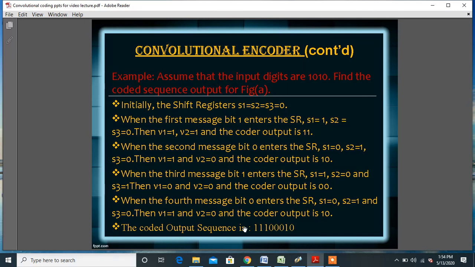So this is the coded output sequence. All these bits are combined for that particular data bit. My input is the 4-bit sequence 1 0 1 0 and the output sequence is 11100010, so it consists of a total of 8 bits.